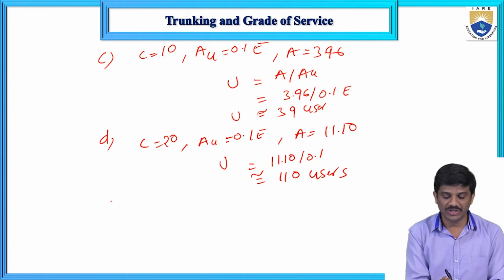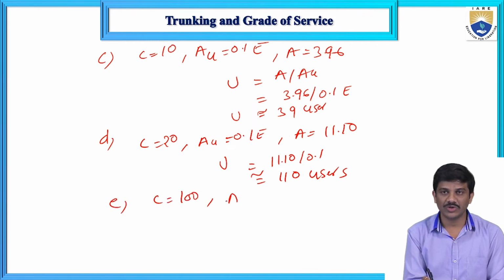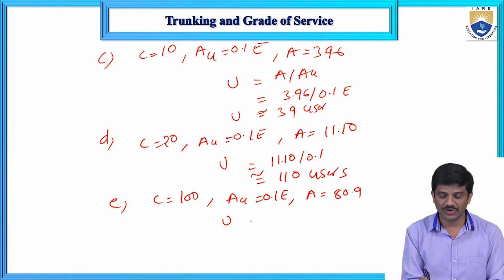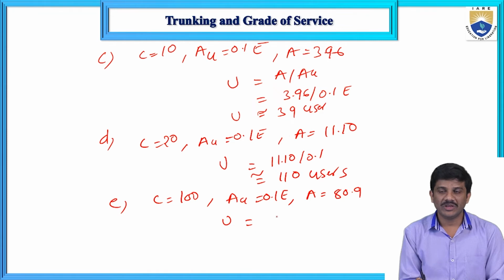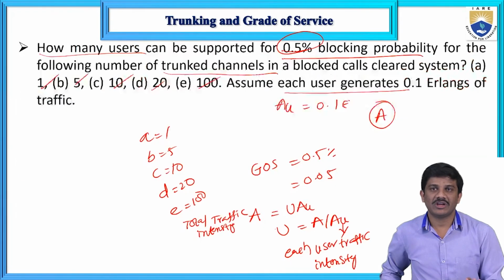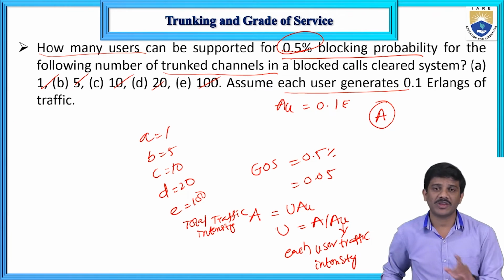Coming to E, C equal to 100, AU equal to 0.1 Erlangs, and A equal to 80.9. Then U equal to A by AU, that is 80.9 by 0.1, approximately 809 users. You can see clearly the question they gave in the problem: how many users can be supported for 0.5% blocking probability?